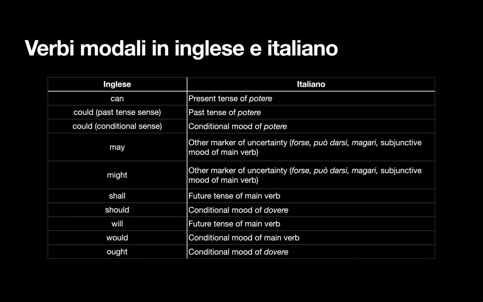I skipped a row there. "Should" would be the conditional mood of dovere. Meaning, basically, "should" meaning "would have to," but might or might not. "Would" would be the conditional mood of the main verb. Again, we'll cover that when we talk about the conditional mood. And "ought" would be the conditional mood of dovere as well.